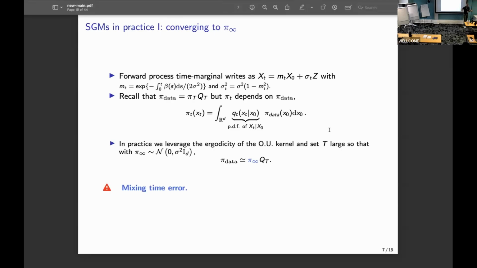So whenever you go to time t and you want to go back, you don't actually use what happens at time t, but you switch what happens at time t with the stationary distribution, which is a Gaussian. Okay, so this is the first type of error that we're making.